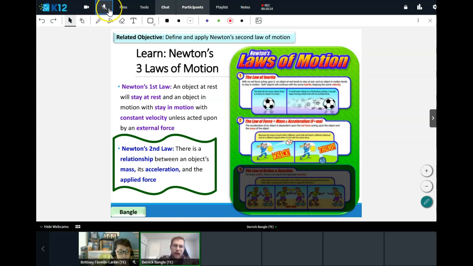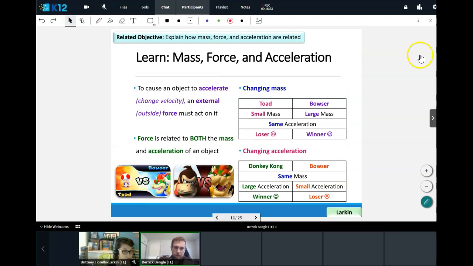So if we look at the second law, the acceleration of an object is dependent upon the net force acting upon the object and the mass of the object. Just like with the Mario Kart, if something has more mass, generally we're increasing the force, but we can also increase the force if we increase its acceleration. A very tiny object moving very, very fast will have the same force as a larger object traveling slower. So that's kind of what we're dealing with right now.